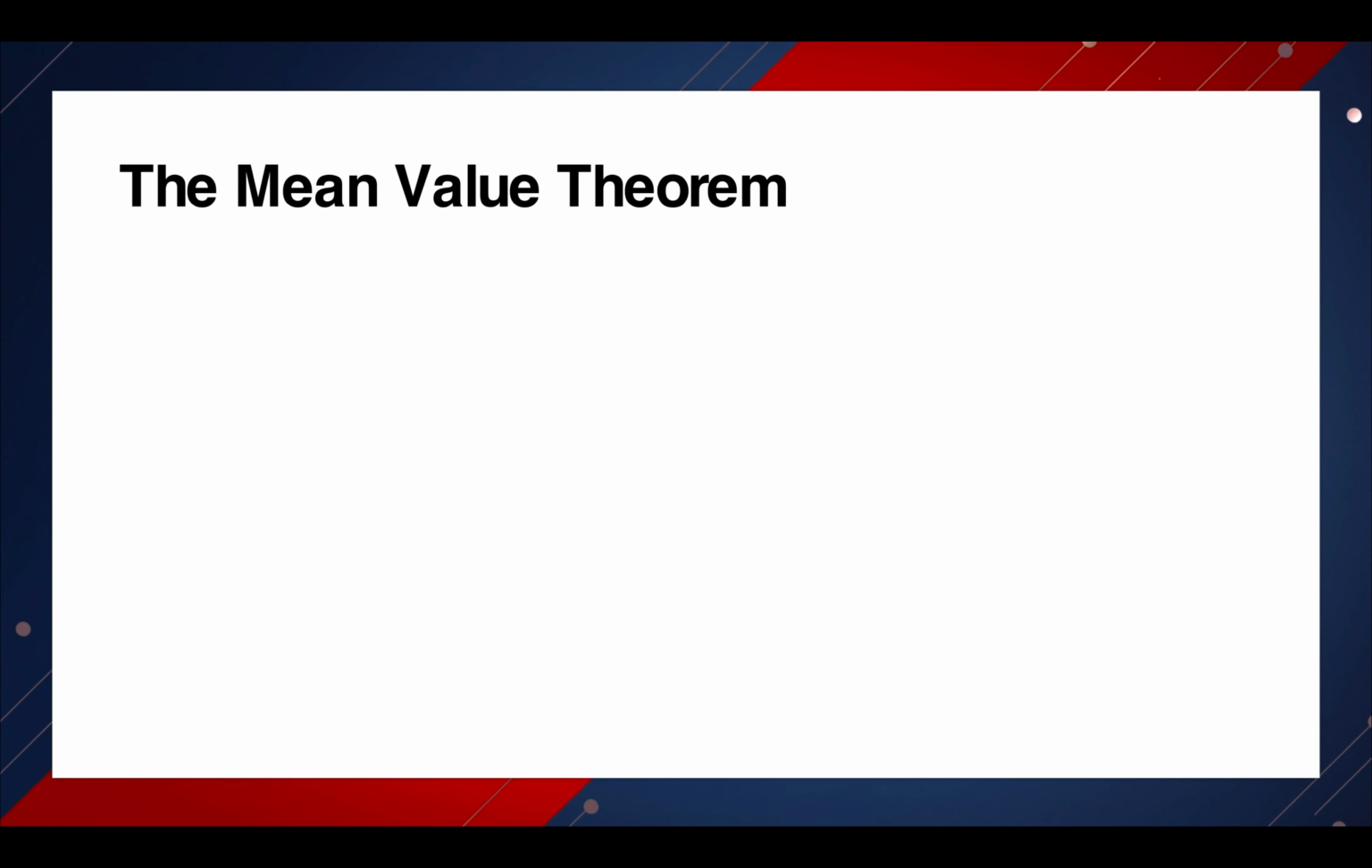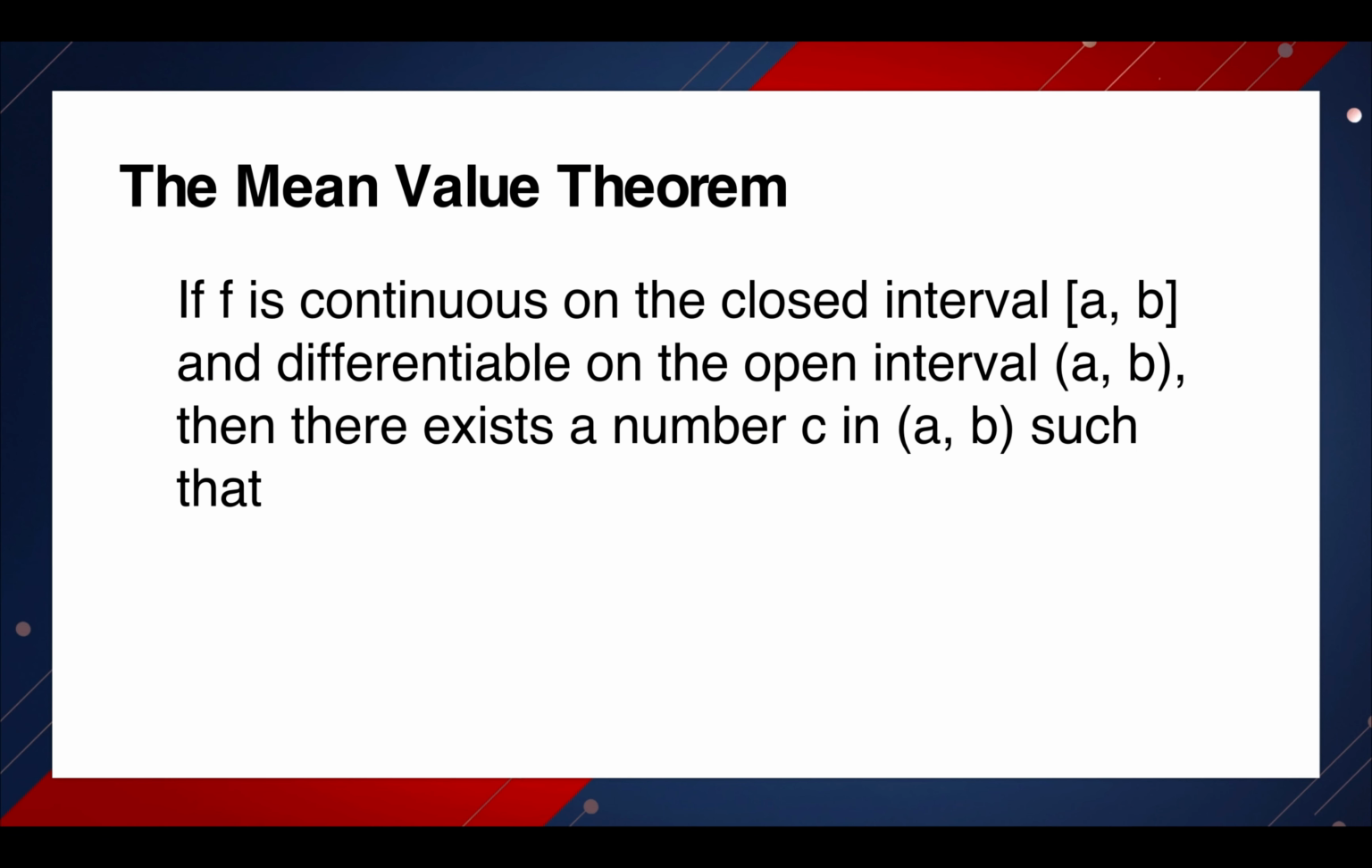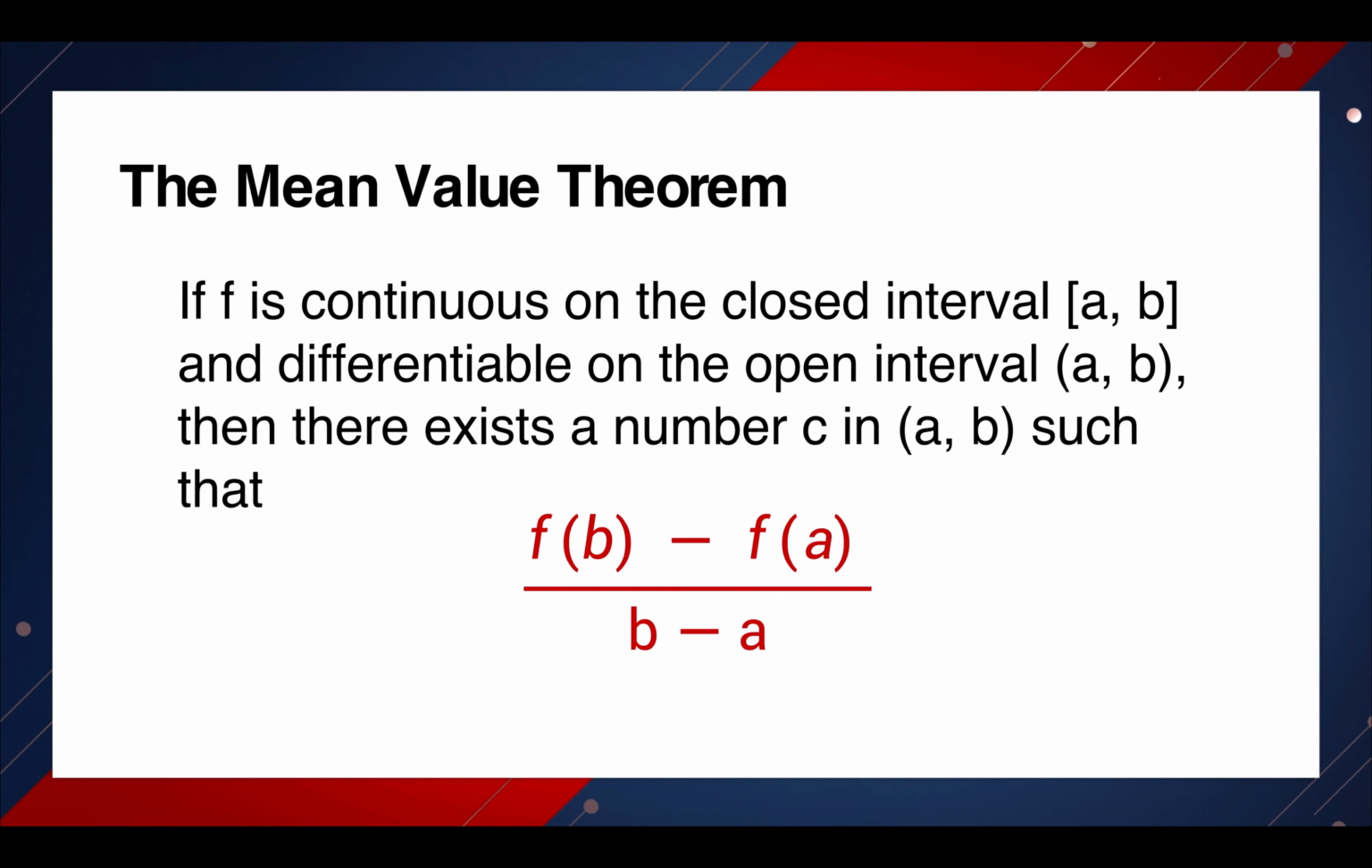And moving to the next theorem that we are going to talk about today, which is the mean value theorem. It says, if f is continuous on the closed interval [a, b] and differentiable on the open interval (a, b), then there exists a number c in (a, b) such that the derivative f'(c) is equal to (f(b) minus f(a)) over (b minus a).